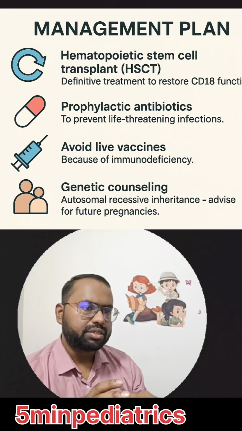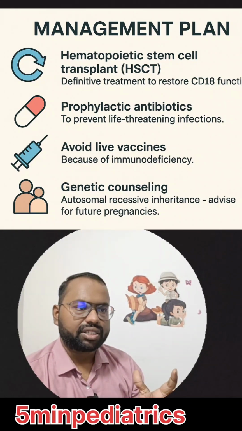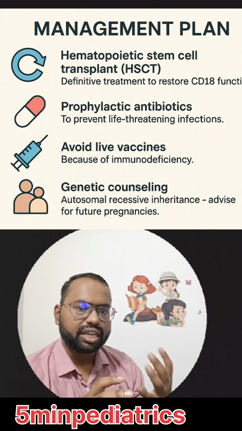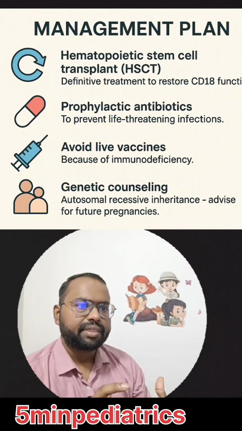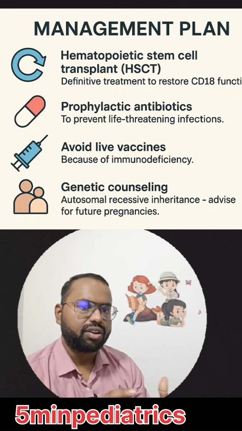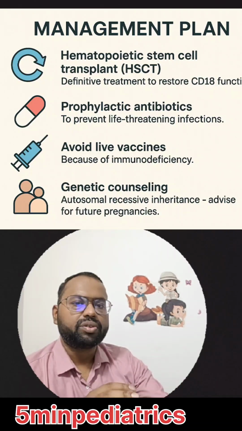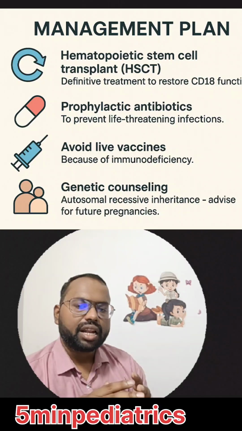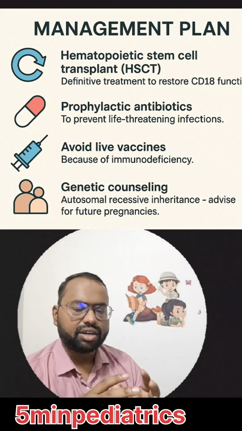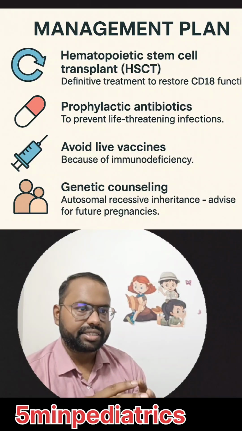So now let's move to the management plan. What is the definitive treatment for this condition? For restoring CD18 function, this child needs hematopoietic stem cell transplantation along with prophylactic antibiotics to prevent life-threatening infections. We should avoid live vaccines because of immunodeficiency. And this child also needs genetic counseling because it has autosomal recessive inheritance.